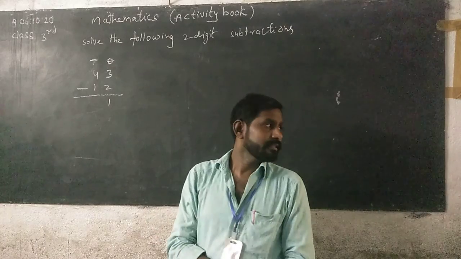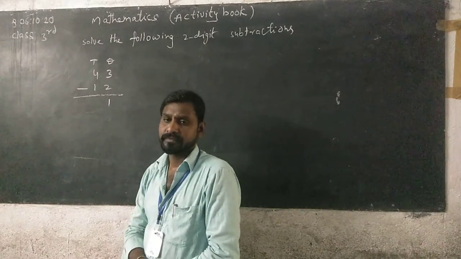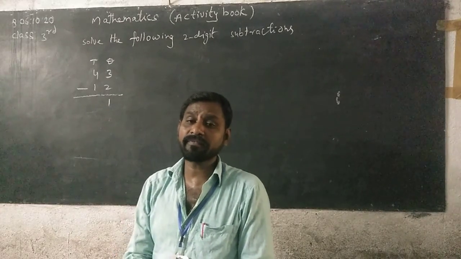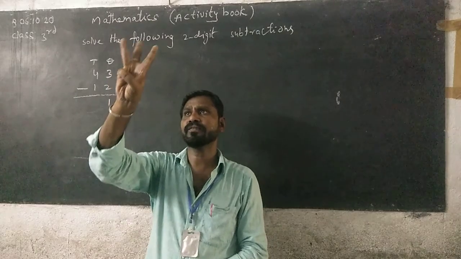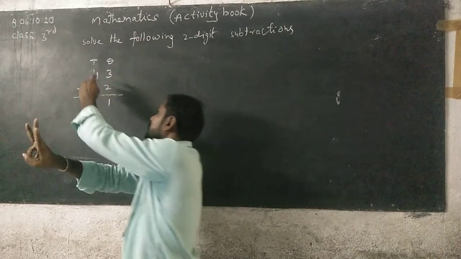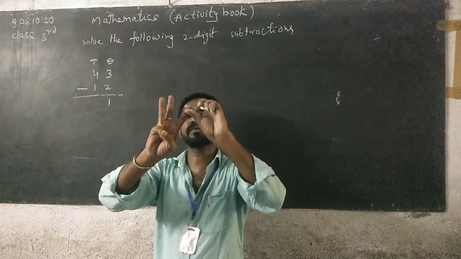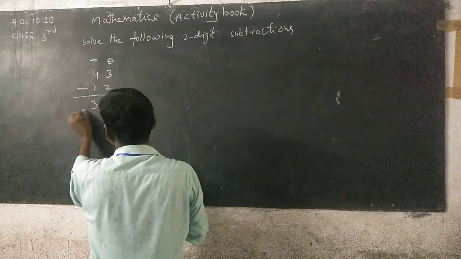Next we subtract the digits in the tens place. 4 minus 1. You can count 1 after up to 4. 1 after means 2, 3, 4. Up to 4. So 1 after 2, 3, 4. So you can get 3. What is the difference, beta? 31.